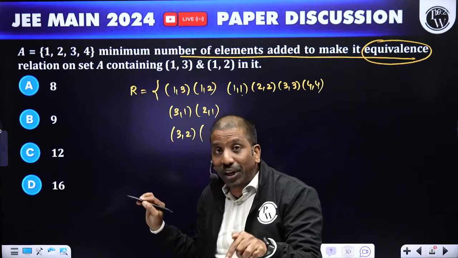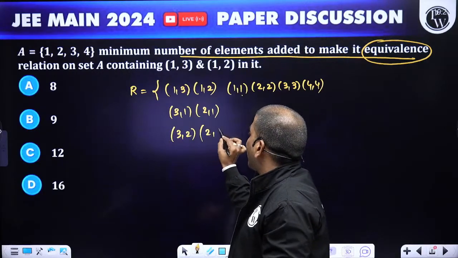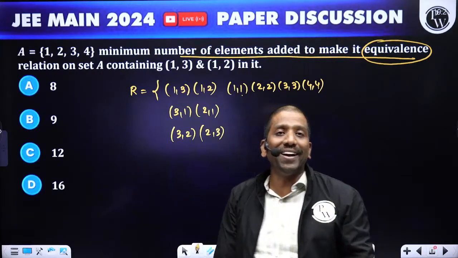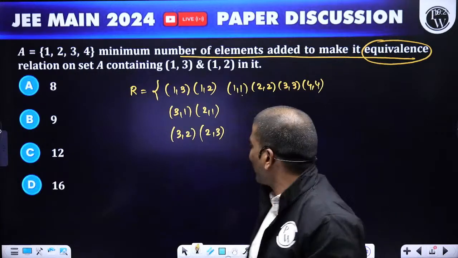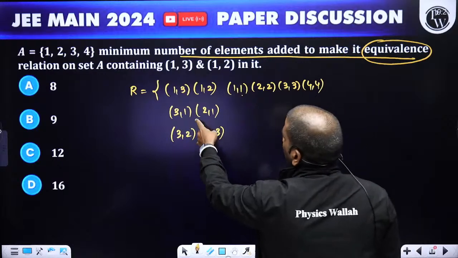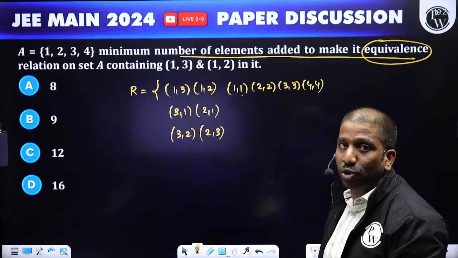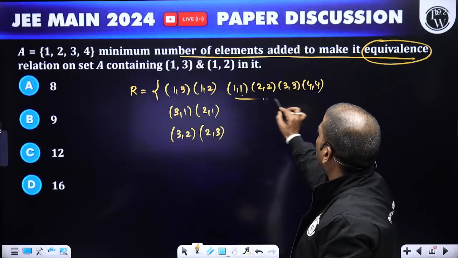So when it is (3,2), it must be symmetric too. So it must contain (2,3) also in order to make it symmetric. Right? (3,3) is present. So (3,2), (2,1) gives (3,1), which is already present. Because of that, we have written (3,2). So these are the minimum number of elements.